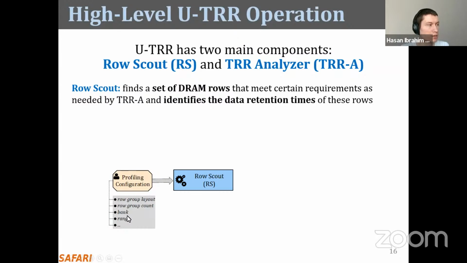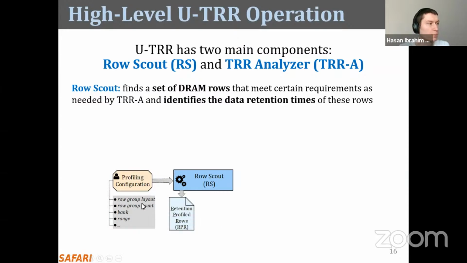Bank and range are simple to explain. Bank is basically in which bank to search for rows, and range is within which row range within that bank to search. So range can be defined, for example, as from row address 0 to row address 100, or row address 0 to 1000, or it could be any arbitrary range. But what are row group layout and row group count? I have an animation here that we will discuss later, so it will be easier to explain that way.